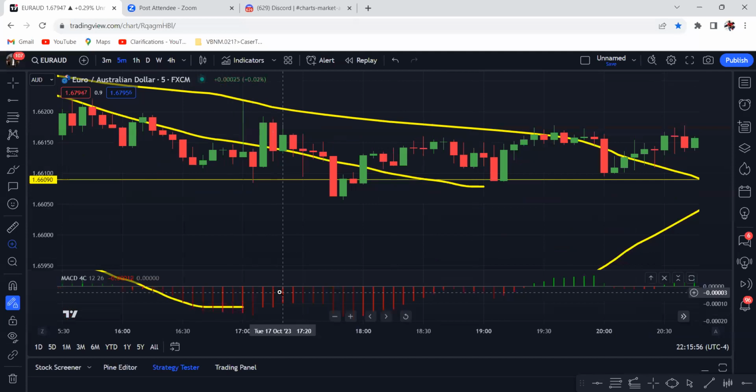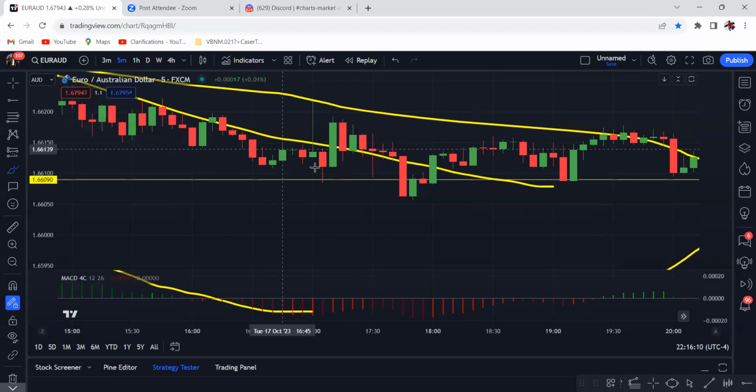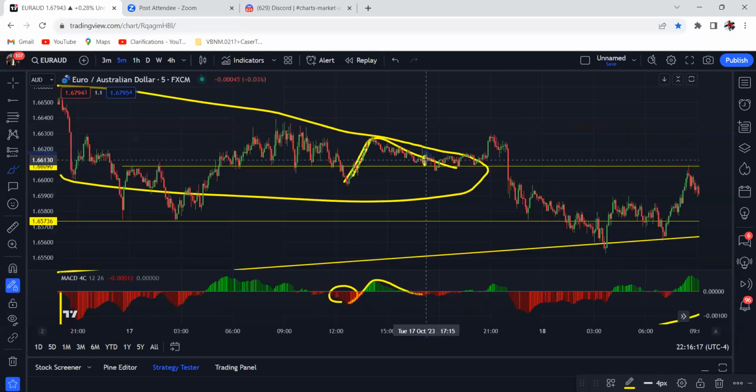All right. I'm in my retest level, which is good. This is what I want. And now I'm looking for price action, right? This is good price action. Bullish engulfing candle. Right over here, I get in. There's my entry. Stop loss there.